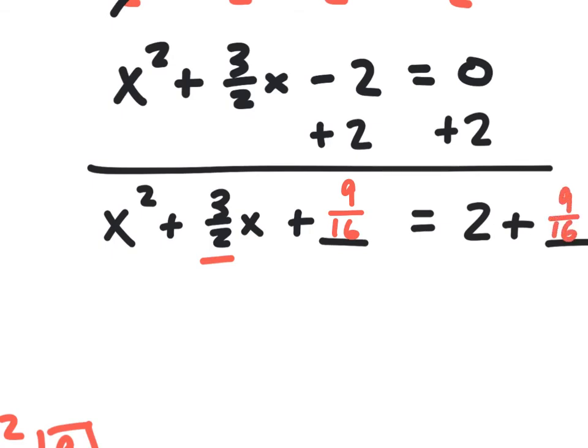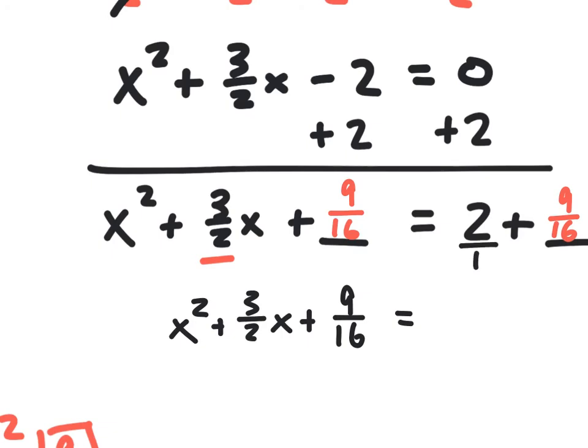So the first thing I want to do is rewrite this part over here. I've got x squared plus 3/2 x plus 9/16 is equal to, and I'm going to do 2 over 1. All right, and I'm going to get a common denominator. So I'm going to multiply this by 16/16. And so this is going to give me 32/16 plus 9/16.